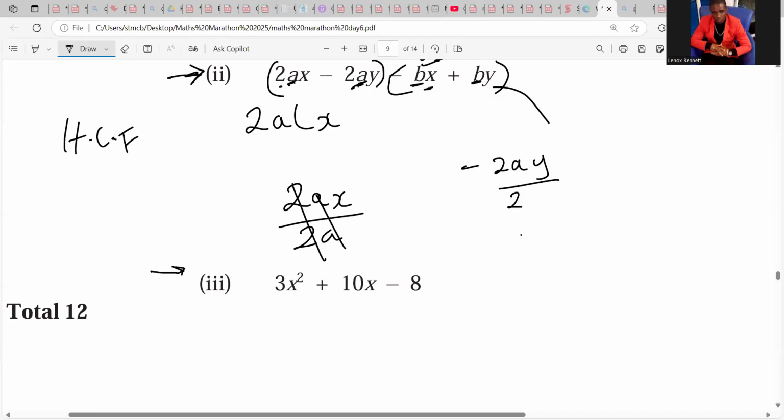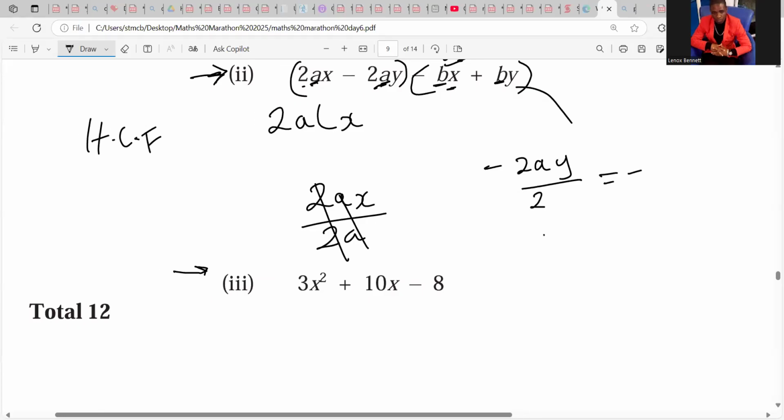Now 2 into 2 is going to be 1, but you have the negative argument, right? And then the a will cancel the a. So that leaves negative 1y, or we can just write y. Now we have a minus here again, so we have to put a minus.